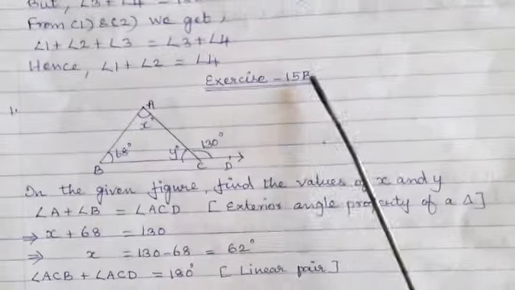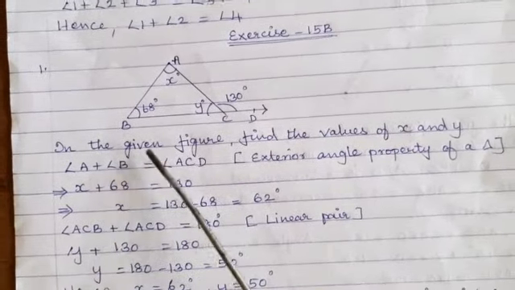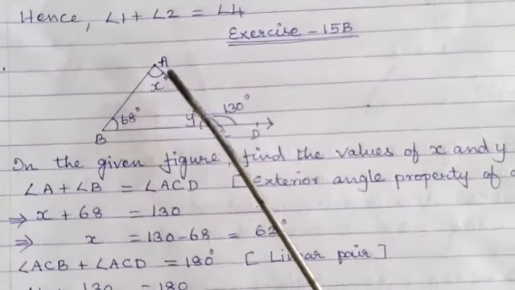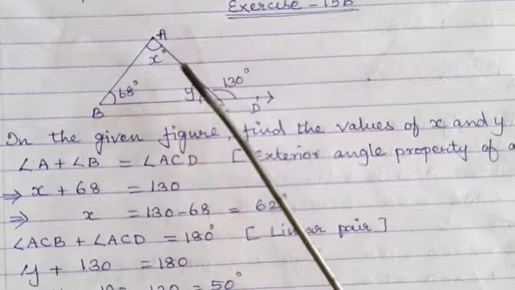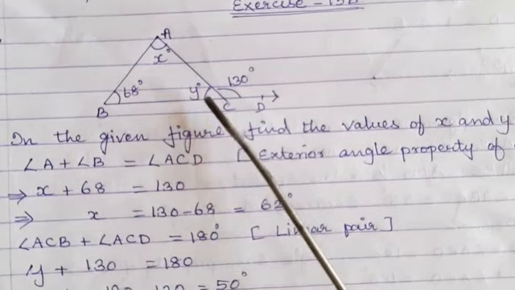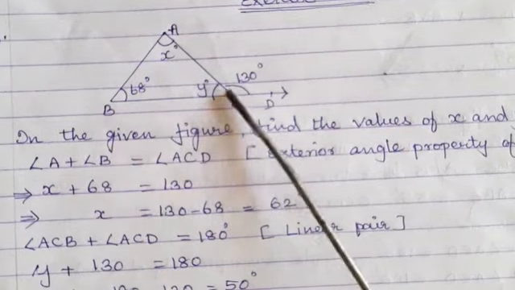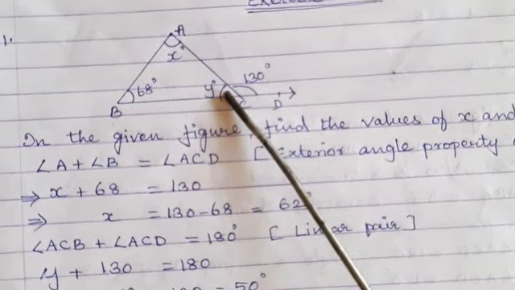Now using this theorem, we will solve exercise 15B. See the first question. In the given figure, find the values of x and y. X is given at angle A and y is angle BCA. Why am I using three letters? Because the angle C is divided into two angles, so we have to mention it this way, BCA, that is angle y.